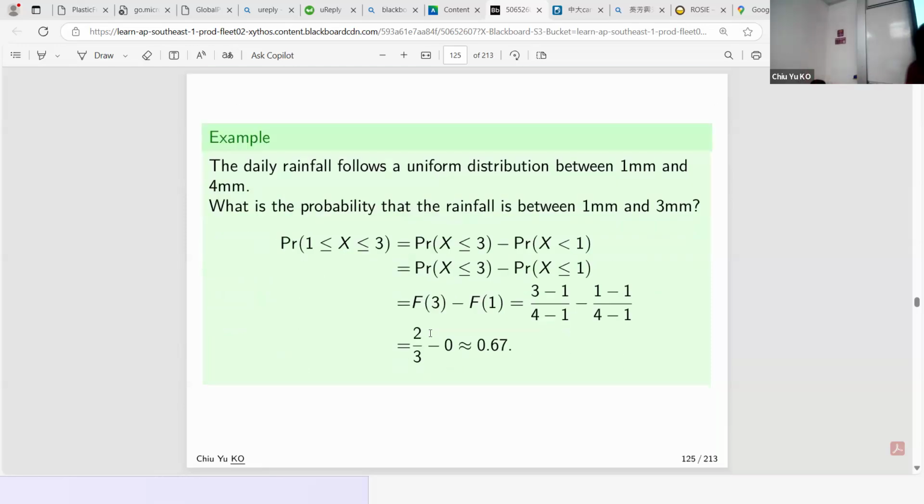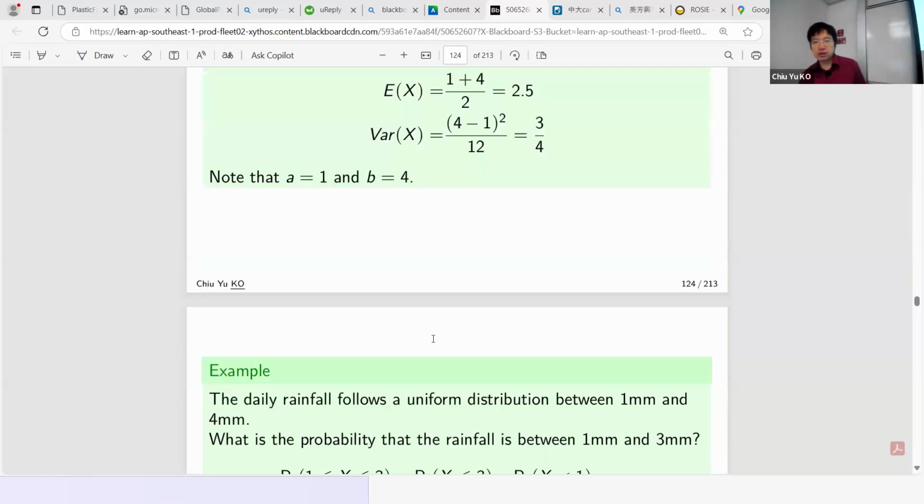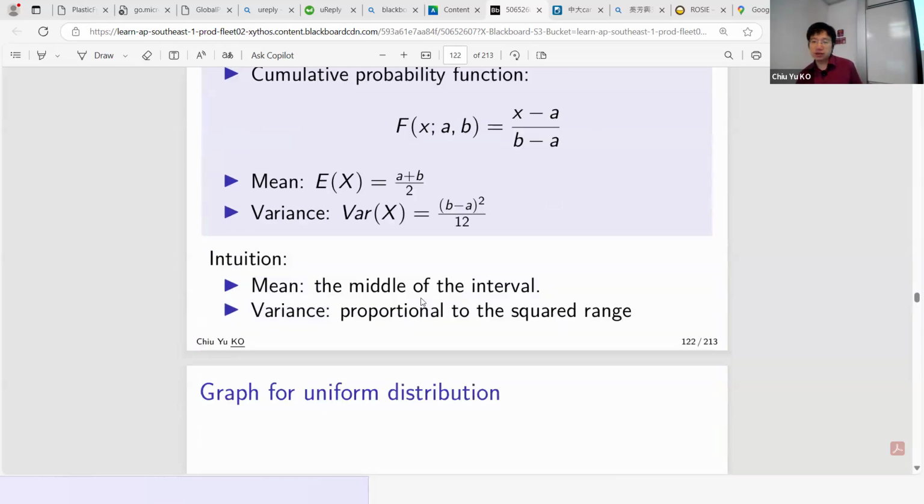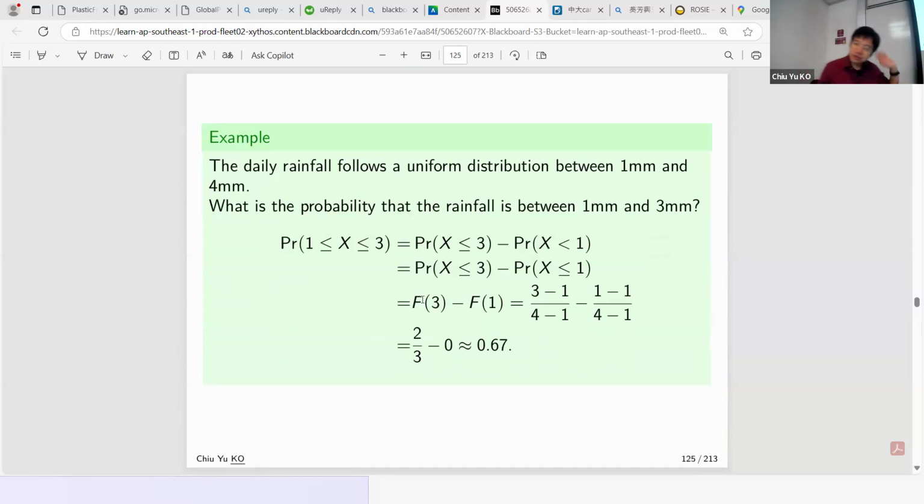So the other example is how to use the big F. How to use the big F formula, X minus A over B minus A, if you still recall. The previous example told us how to use the mean and variance. This one tells you how to use the big F. So basically the three things we teach you, then you learn how to do all the things. So uniform between 1 and 4. The question is, what is the probability between 1 and 3?